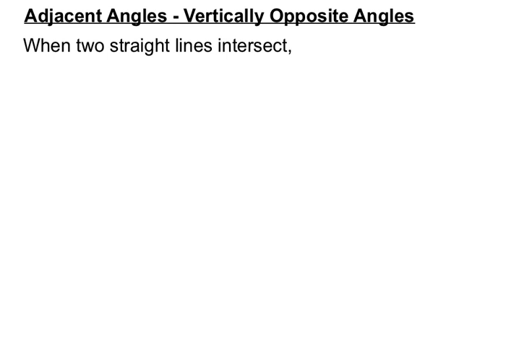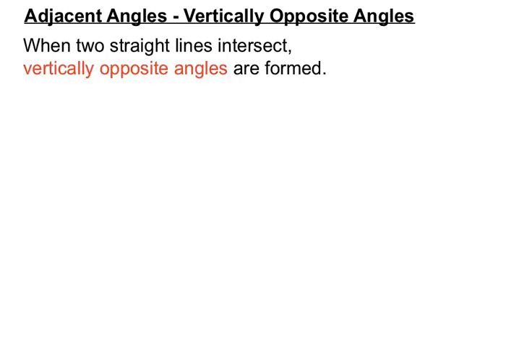Okay, this is an interesting one. When two straight lines intersect, so when two lines cross, vertically opposite angles are formed. Special name, vertically opposite angles. So we've got the two lines there. They're crossing each other at that point of intersection.